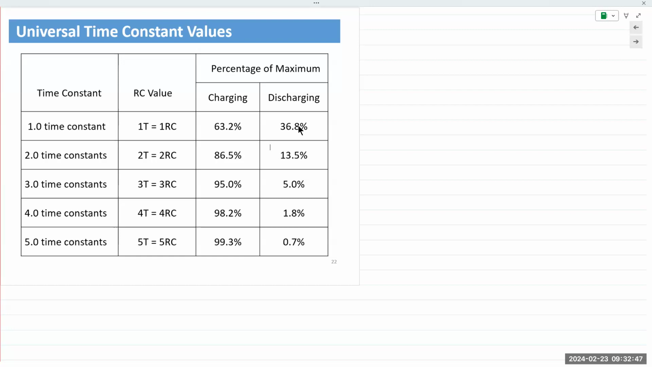And conversely, when it's discharging, it loses 63.21% of its stored energy within the first time constant. So when it's charging, it acquires more than half. When it's discharging, it loses more than half within the first time constant.